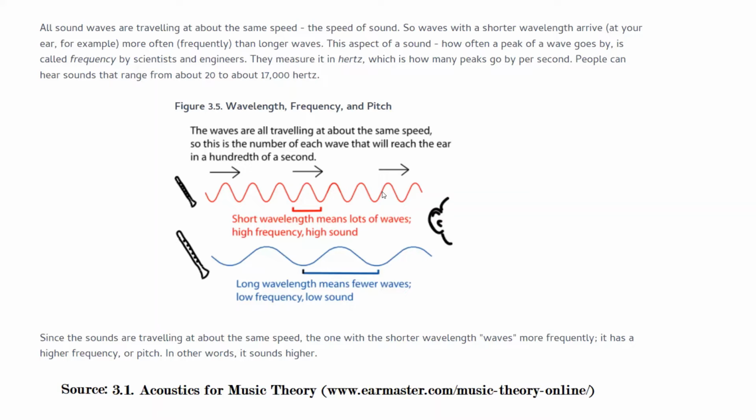You don't have to know all the details of this. They call this frequency in engineering terminology, and engineers measure it in hertz. We measure it, I suppose, by naming the keys, the notes of the keyboard or the guitar strings. And people can hear sounds that range from about 20 hertz to about 17,000 hertz. Apart from that, you can't really hear them because it's either too low or too high to be called a sound wave. Then it becomes a different kind of wave.